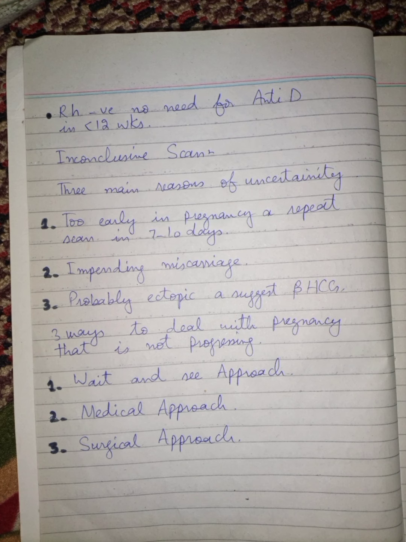Too early in pregnancy, a repeat scan in 7 to 10 days. There is impending miscarriage, and probably ectopic, suggest beta HCG.